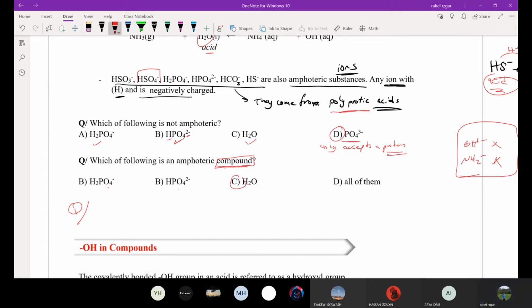But if I write another question with the same options, if the question says which one is amphoteric or an amphoteric substance, then the answer will become D.